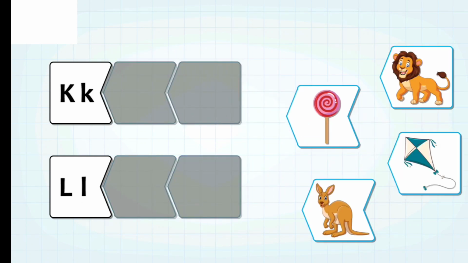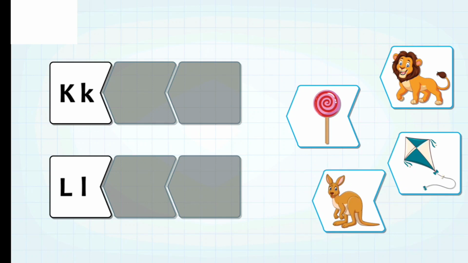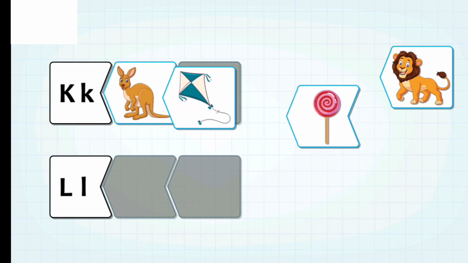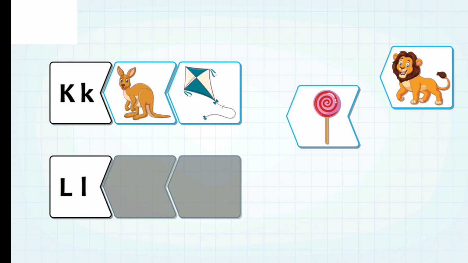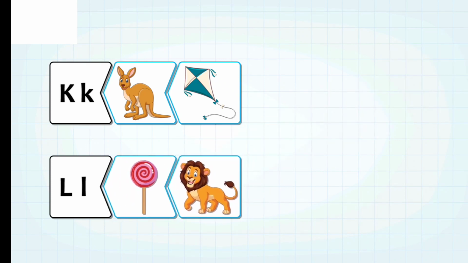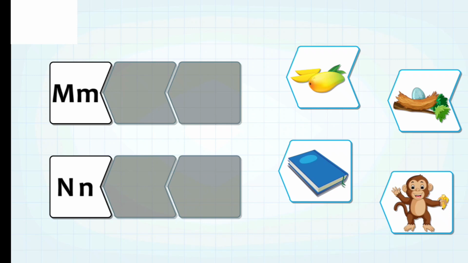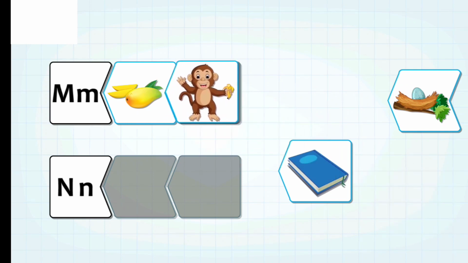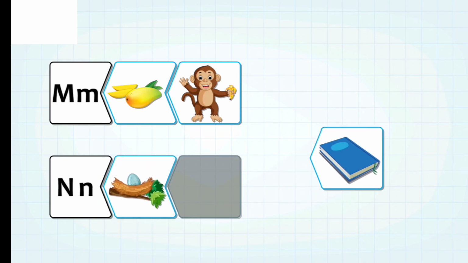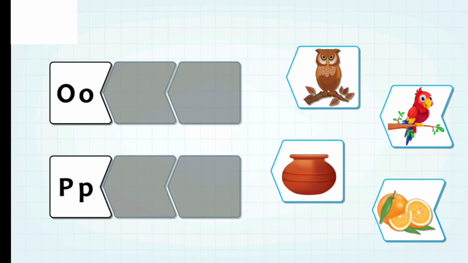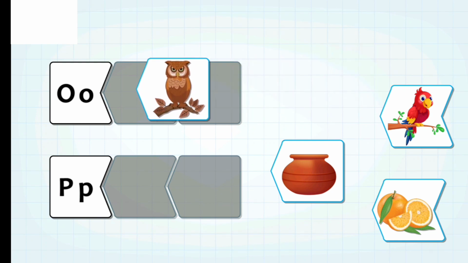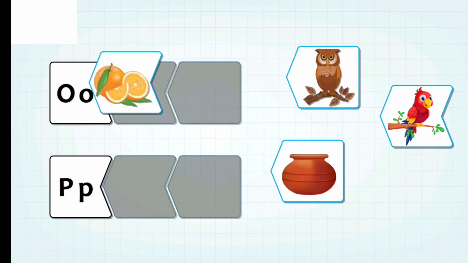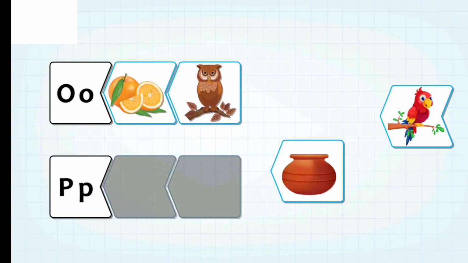K for kangaroo, and K for kite. L for lollipop, and L for lion. M for mango, and M for monkey. N for nest, N for notebook. O for orange, and O for owl.